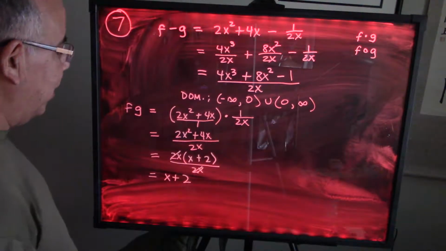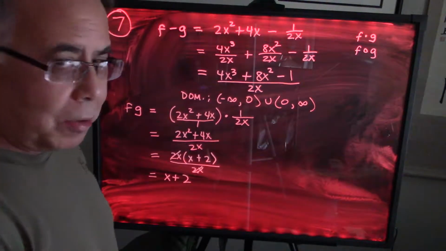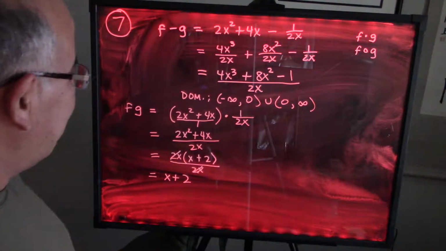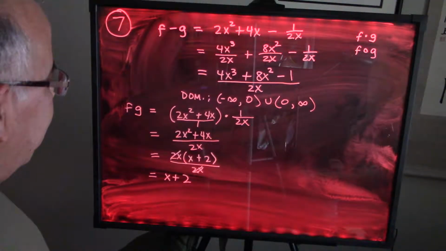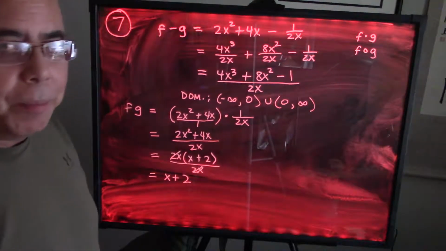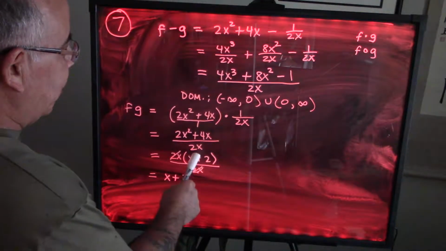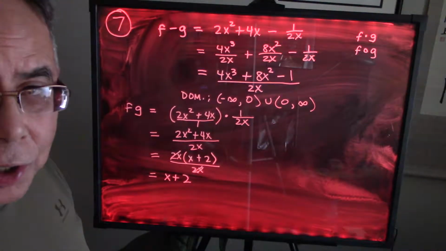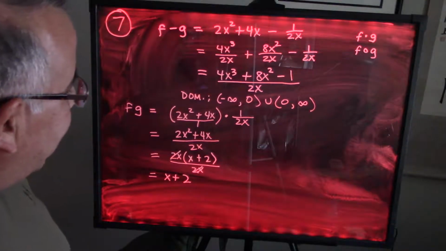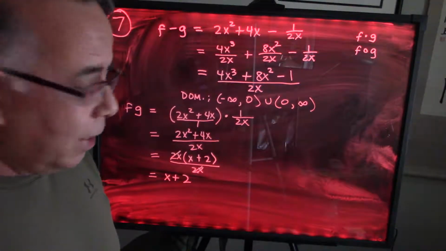Slope is 1, y-intercept is 2. The domain for that is all real numbers. However, be careful here. The original function was this, before we did some canceling. So you have to pay attention to the original function here. The original function had a 2x in the denominator. You can't neglect that, all right?